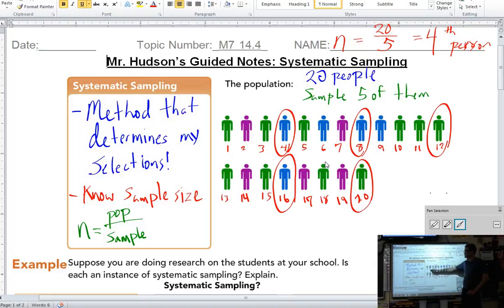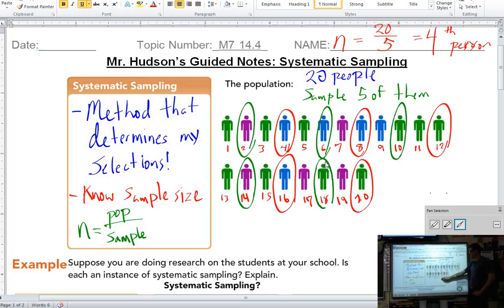But what if I start with person 2? Then I would do 6. Then I would do 10. Then I would do 14. Then I would do 18. And I get my sample of 5. Wow. Now I've got 2 purple people, 2 green people, and a blue dude.